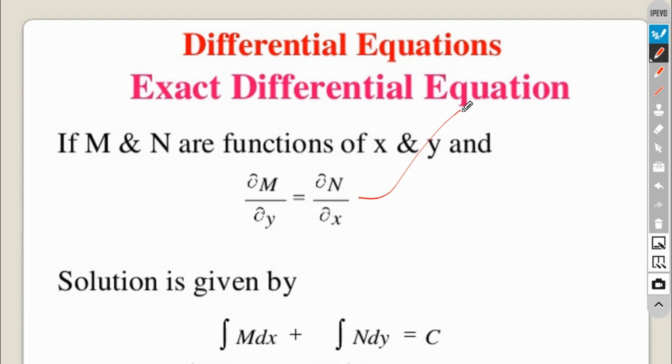Exact differential equation. If M and N are functions of x and y, then partial M divided by partial y is equal to partial N divided by partial x. If this condition is satisfied, then it means that the given differential equation is an exact differential equation. And if the differential equation is exact, then its solution will be the integral of M dx plus N dy is equal to c.